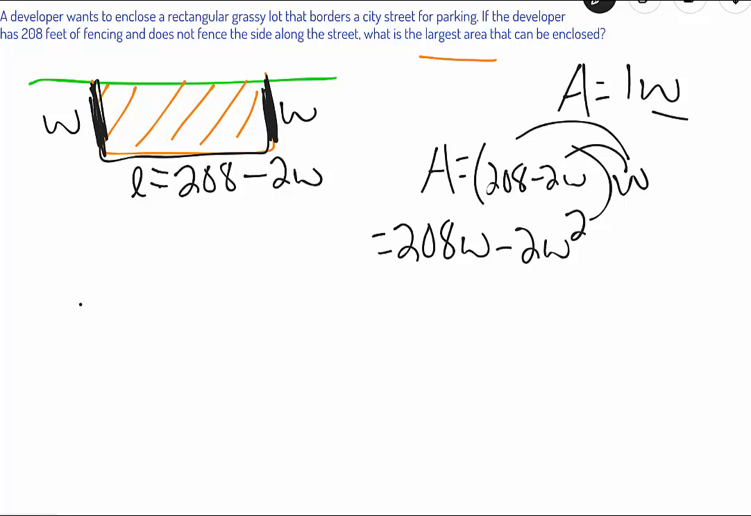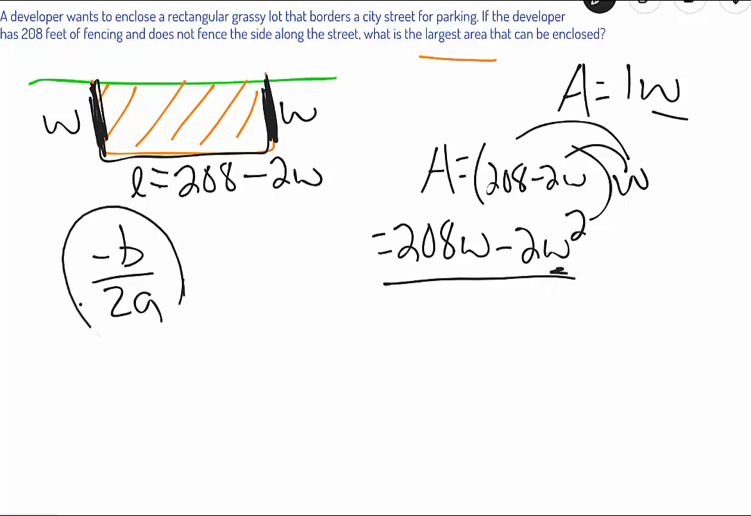And in order to find the largest value that's going to work for this, we need to find the min or max of a quadratic function, and that is what we have here. Notice we have 208W minus 2W squared. That is a quadratic function. And we want to find the max of this quadratic function. We're going to find that max, specifically that W, our x value, by using negative b over 2a. This is a given formula to find the min or max of a quadratic function.